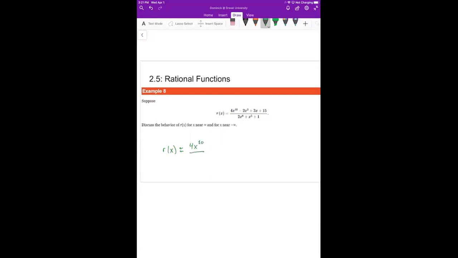So we want to look at the highest degree terms. And if we simplify this, we're going to get a 2x to the 4th. Now, since our degree is even and our leading coefficient is positive, this is going to behave like y equals x squared. Okay, so we know that in the long run, it's going to behave like this.